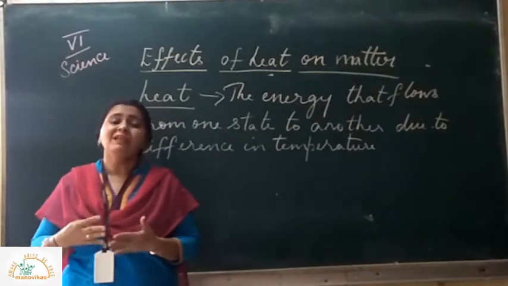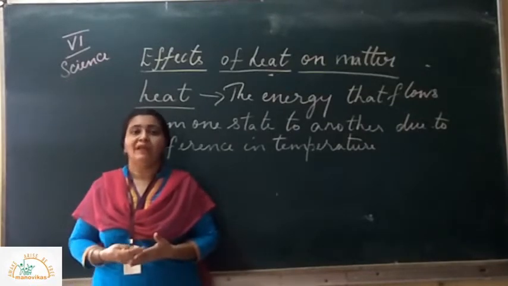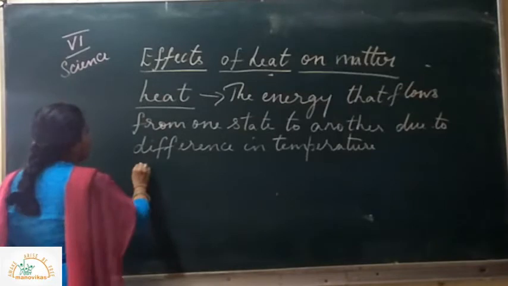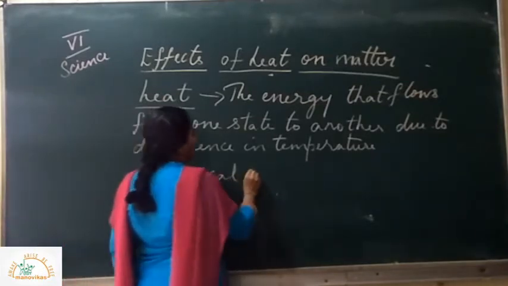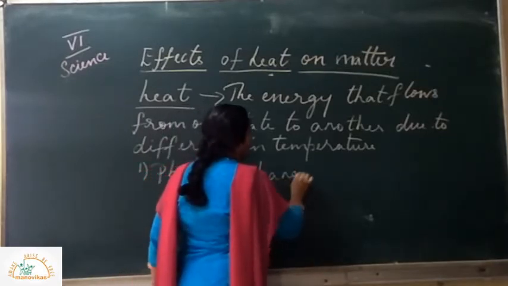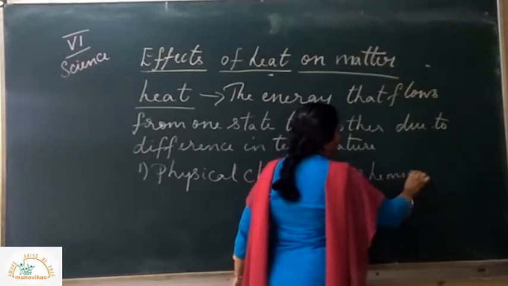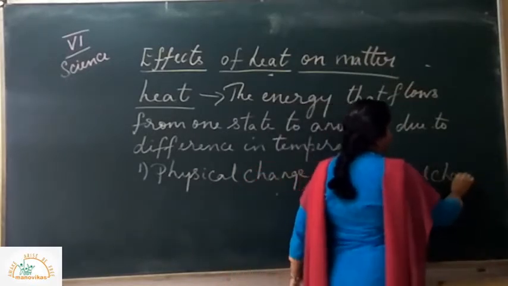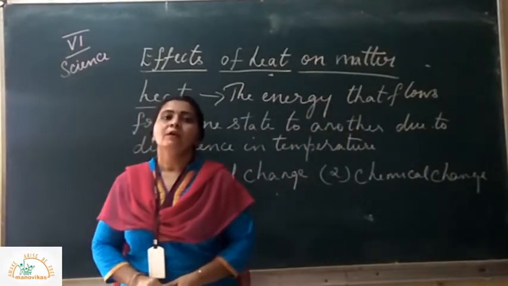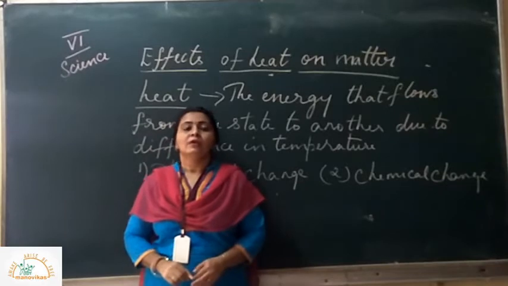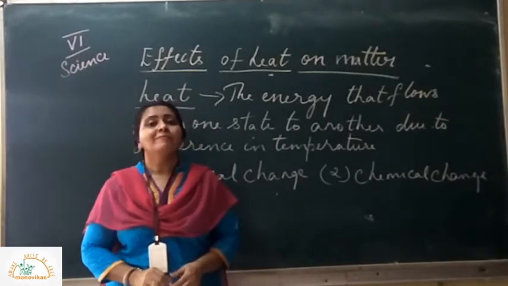So here, the main effects of heat on matter have been grouped into two main classes. First one is the physical change, and second one is the chemical change. Now, let us see the first, that is the physical change.